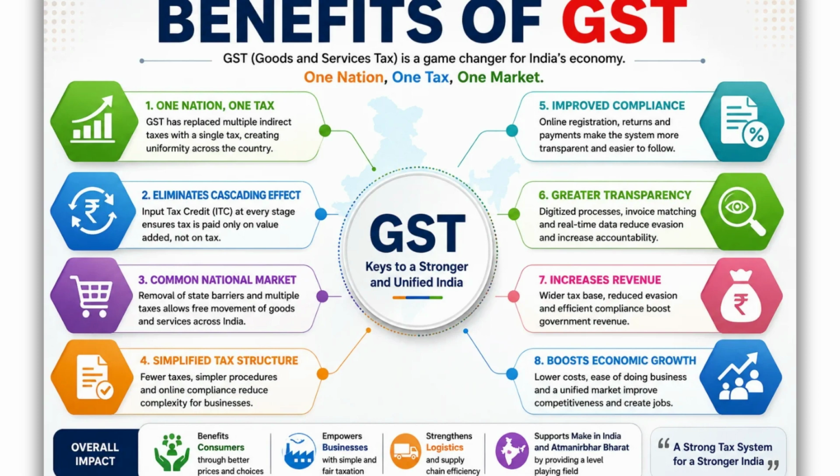4. Simplified tax structure. With fewer taxes and digital compliance, GST has made tax filing, registration, and return submission much simpler for businesses. 5. Improved compliance. Online registration, return filing, and tax payments have made the system more transparent, organized, and easier to follow. 6. Greater transparency. Digital invoicing and invoice matching help reduce tax evasion while increasing accountability and transparency throughout the system.